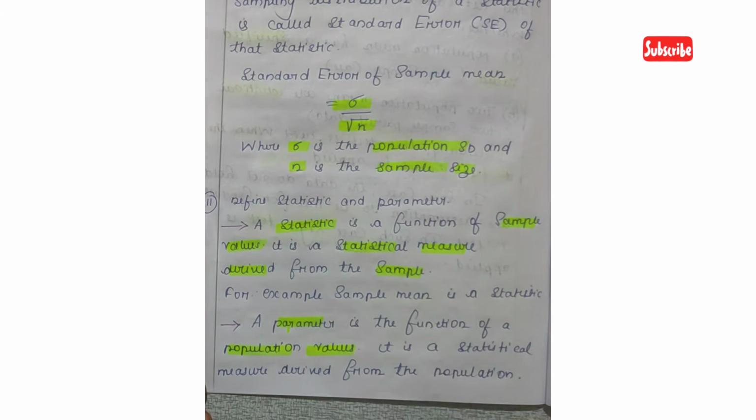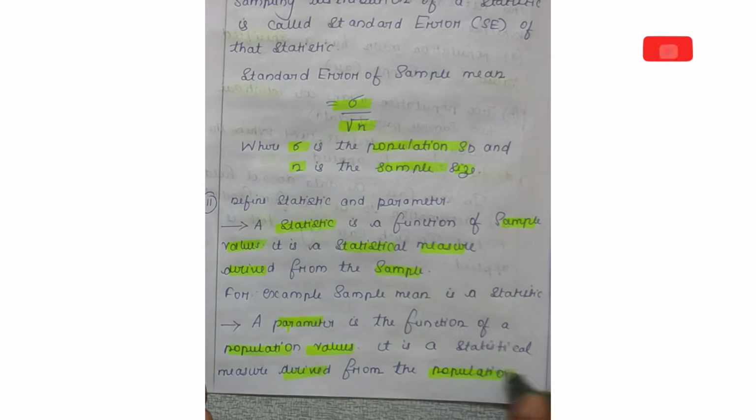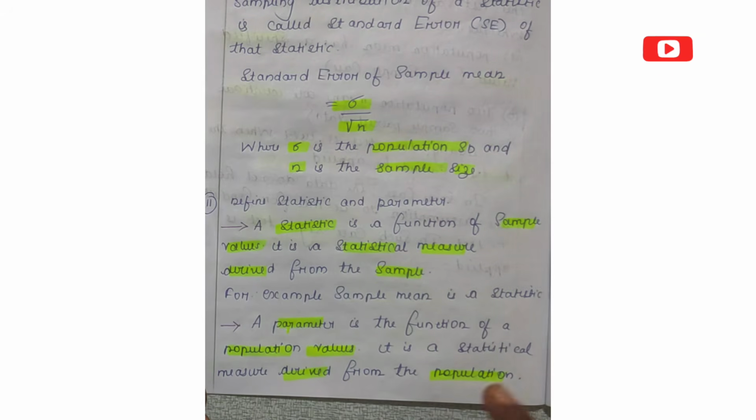So where is the statistical measure derived from? It is derived from the population. Example, population mean is a parameter.